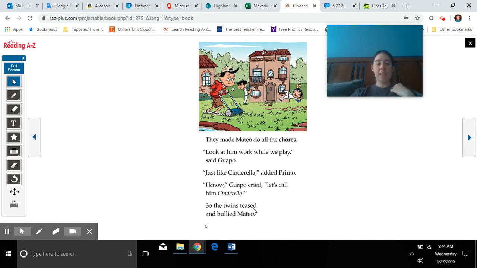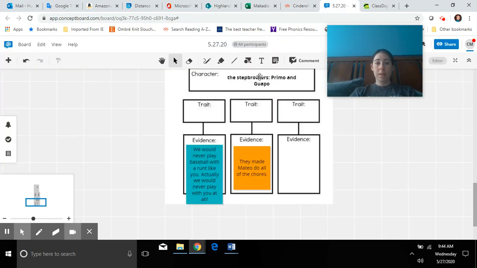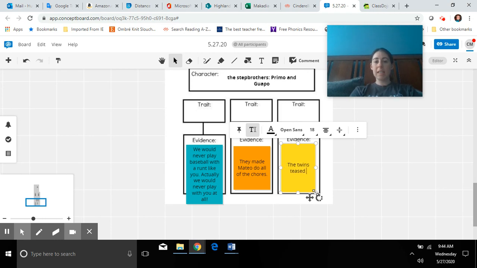So the twins teased and bullied Mateo. I'm going to stop there. We have more evidence. We could write what they say. Okay, they're kind of picking on him, making fun. But I'm going to use this sentence at the end for my evidence. The twins teased and bullied Mateo. Let's add one more detail here. Let's write it as our last piece of evidence. The twins teased and bullied Mateo.